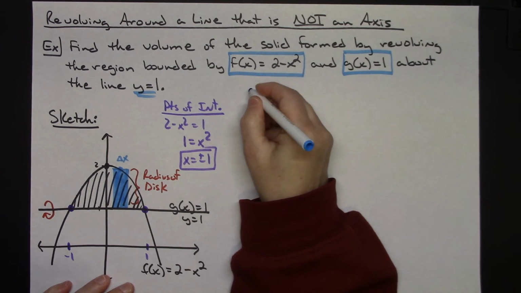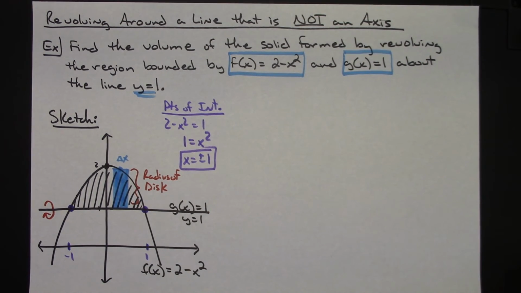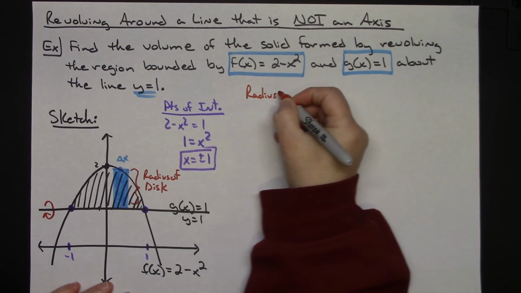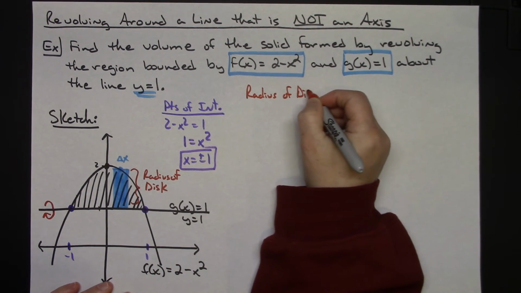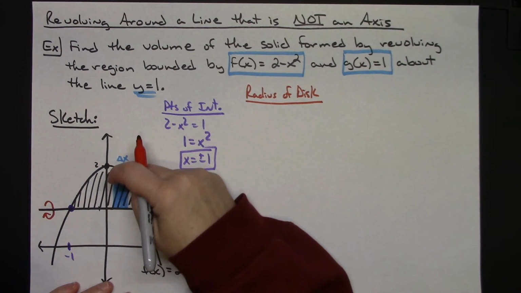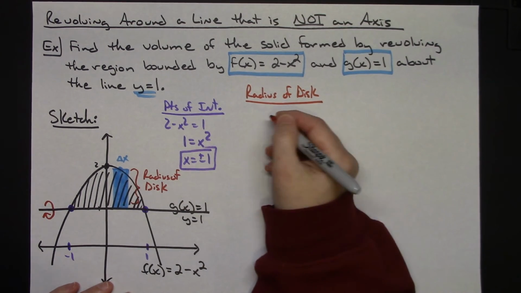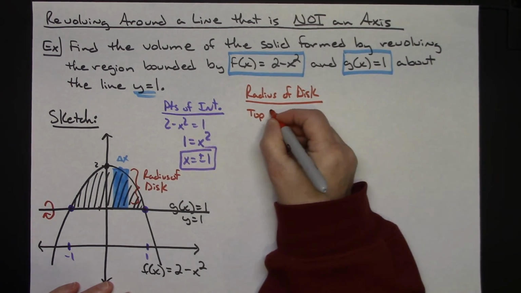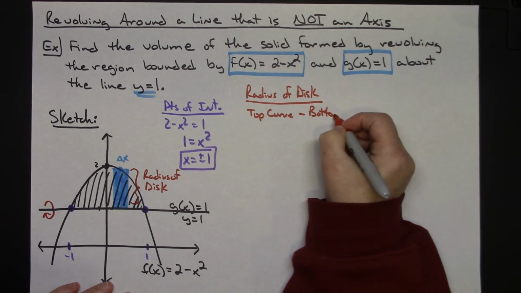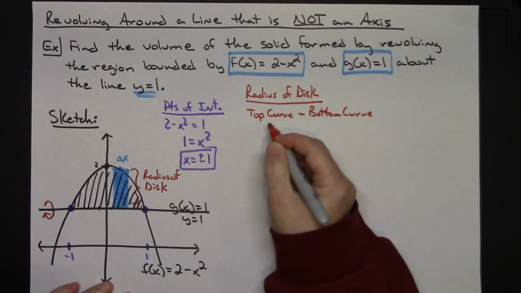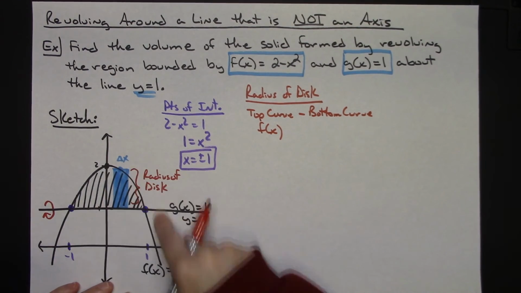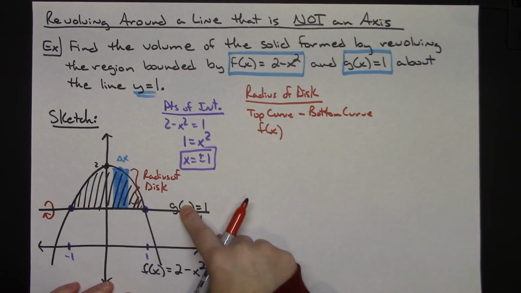So calculating my, let's do it in red, calculating my radius of my disk. I need to take the distance to the top curve minus the distance from the bottom curve. So I'm going to go top curve, I'm just going to write it that way, top curve minus bottom curve. My top curve is my f of x, because that's the parabola. The bottom curve is the g of x curve.